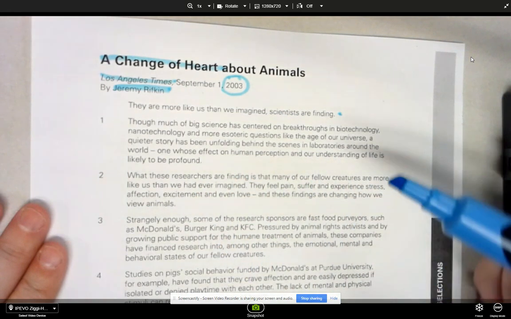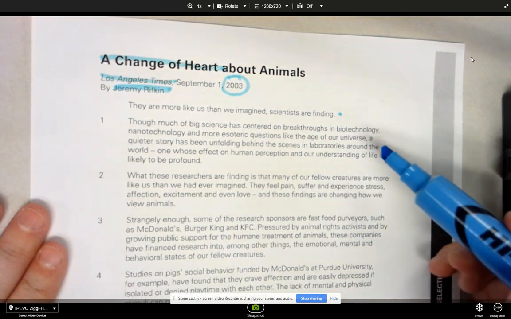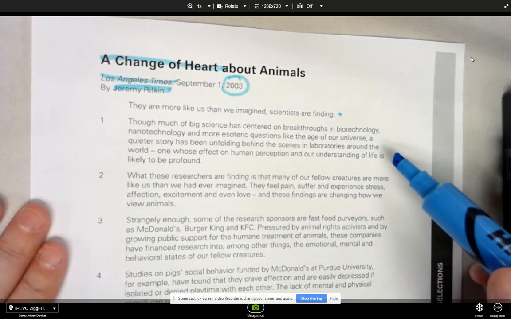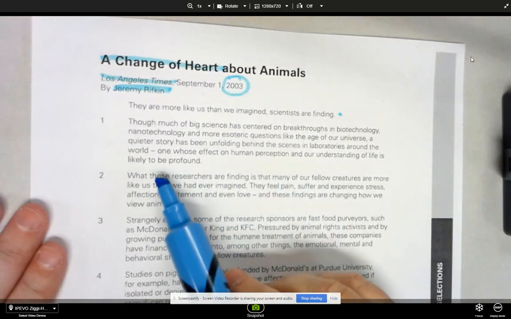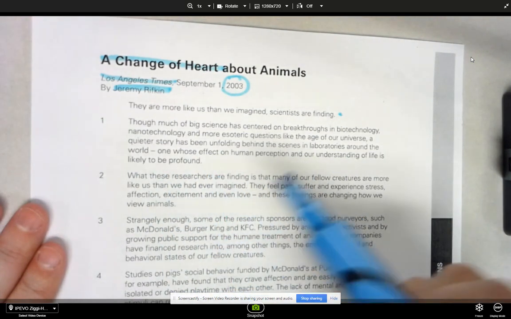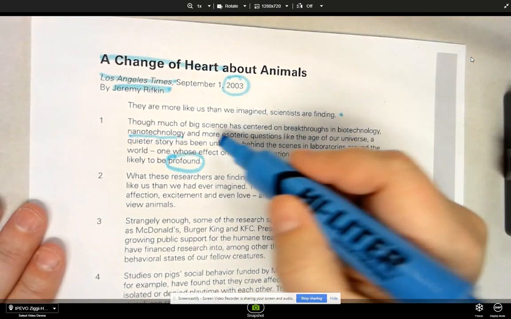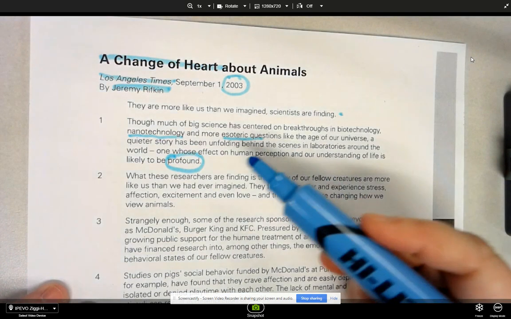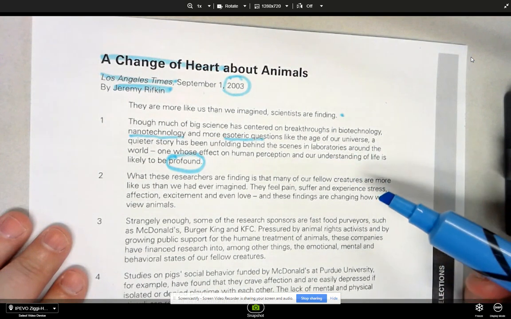"Though much of big science is centered on breakthroughs in biotechnology, nanotechnology, and more esoteric questions like the age of our universe, a quieter story has been unfolding behind the scenes in laboratories and around the world, one whose effect on human perception and our understanding of life is likely to be profound." I'm seeing words like profound, and he's got a bunch of vocabulary here that is a little bit complicated. I may need to go back and figure out what these words are. Still too general to know exactly what this article is about, though.